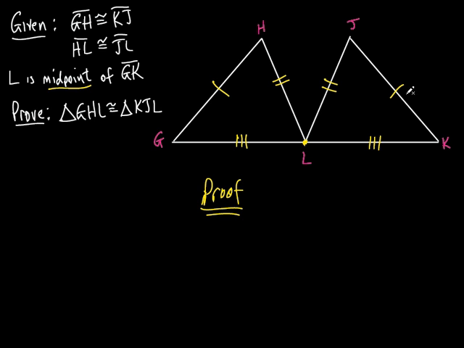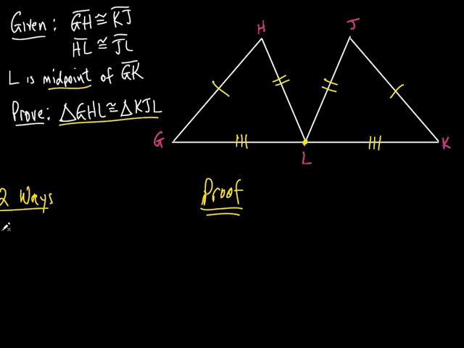This was straight up given, these two sides and these two sides. This one we kind of had to come up with ourselves with a little bit of help. Knowing that this was the midpoint, I said because of the definition of a midpoint, that these two segments are equal to each other. Now, what are we trying to do? We're trying to prove that these two triangles, GHL and KJL, are congruent to each other. Well, so far, we only have two ways to prove triangles congruent. We only have two ways.